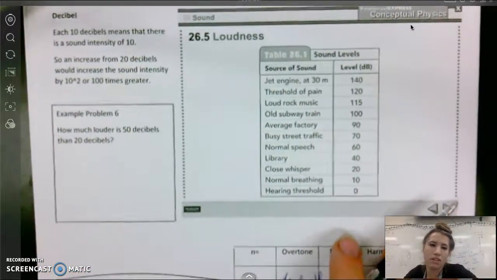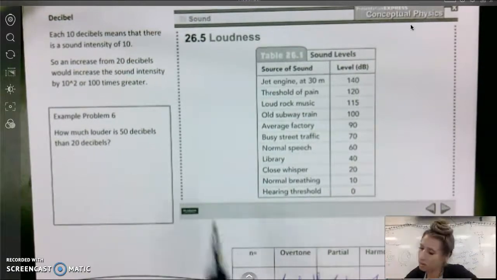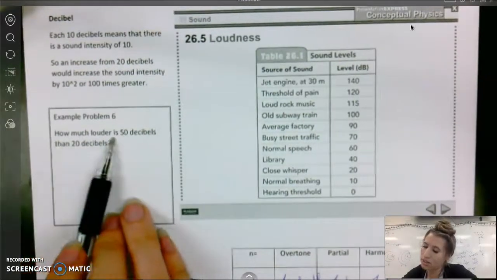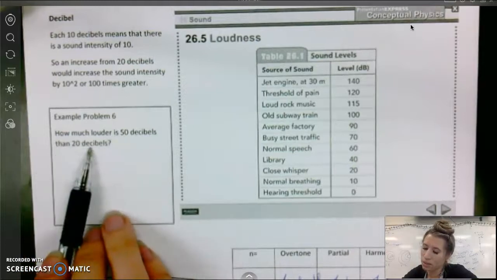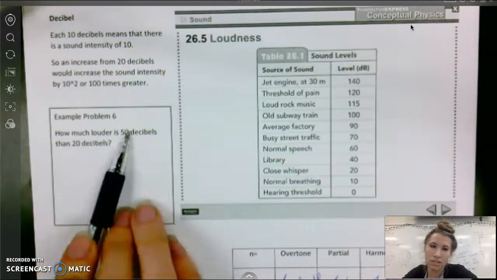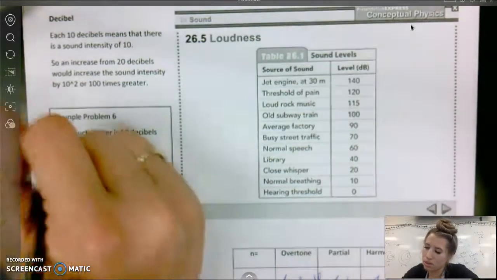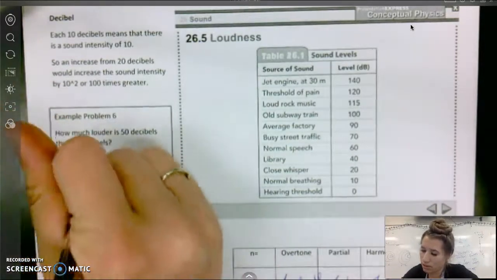Okay? So example problem number 6. How much louder is 50 decibels than 20 decibels? Where there's an increase in decibels of 30, right?